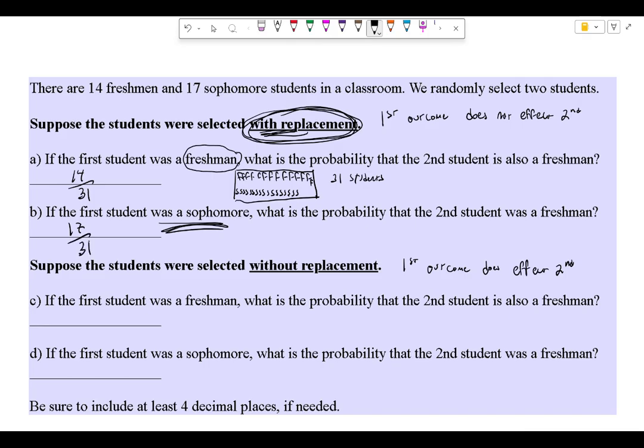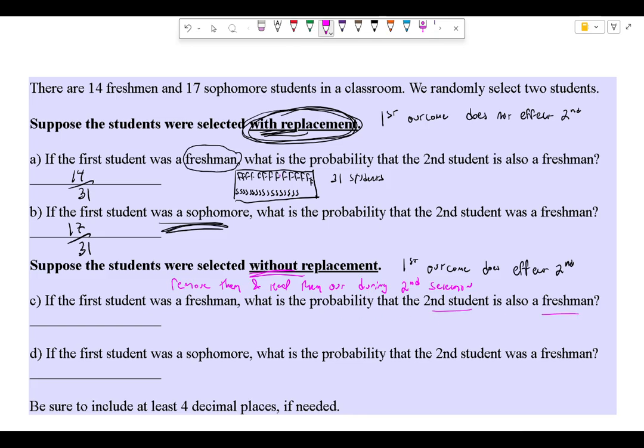Now, without replacement is where it gets a little bit trickier. Without replacement means that we remove them and keep them out during the second selection. So that's what we mean by without replacing them. So if the first student was a freshman, what is the probability that the second student is also a freshman?